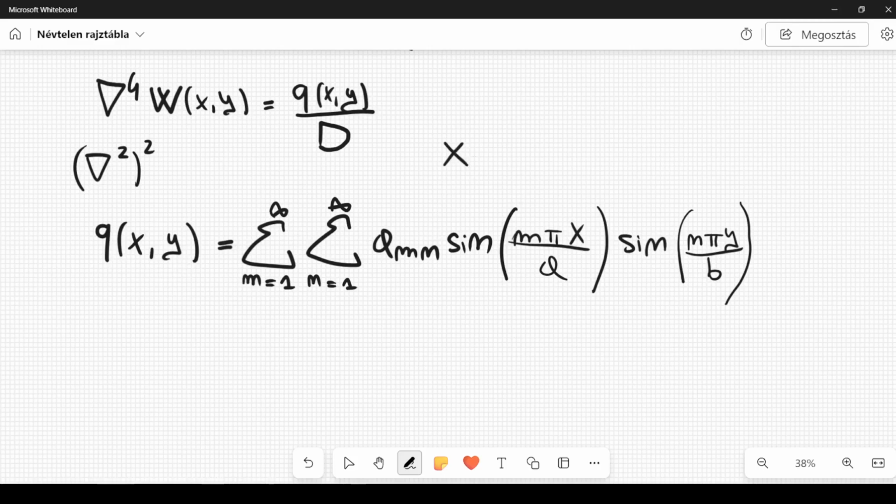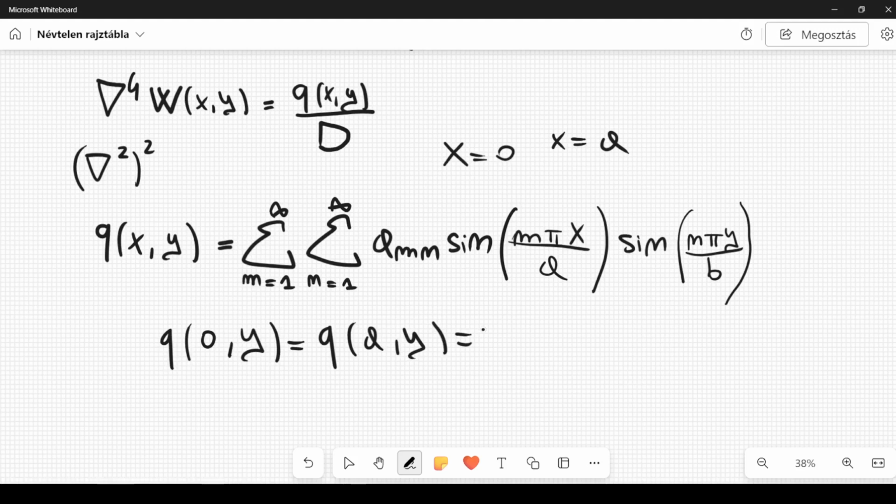So you can see that this is a Fourier representation of a generic load, but we can see that, for example, when x is equal to 0 or x equal to a, this sine will go to 0. So it means that q will be 0 at the boundary. So q of 0,y equal to q of a,y equal to 0. And similarly, you can see that when y is equal to 0 or y is equal to b, also this sine would be 0. So q of x,0 is equal to q of x,b, which is equal to 0. So this is an assumption.